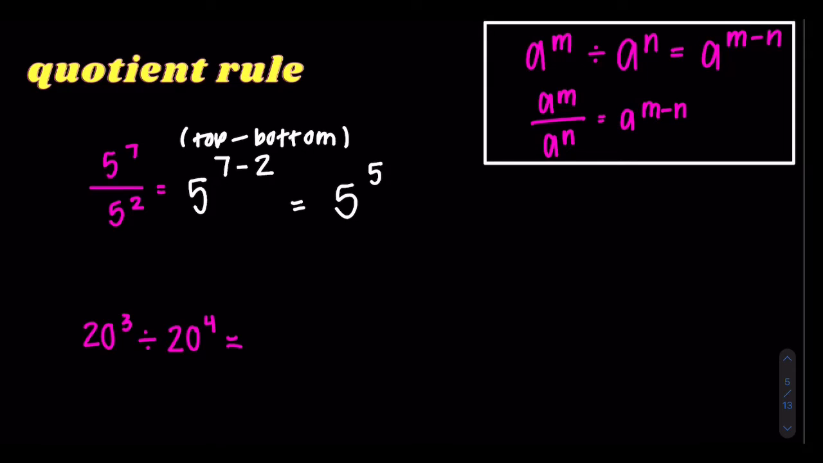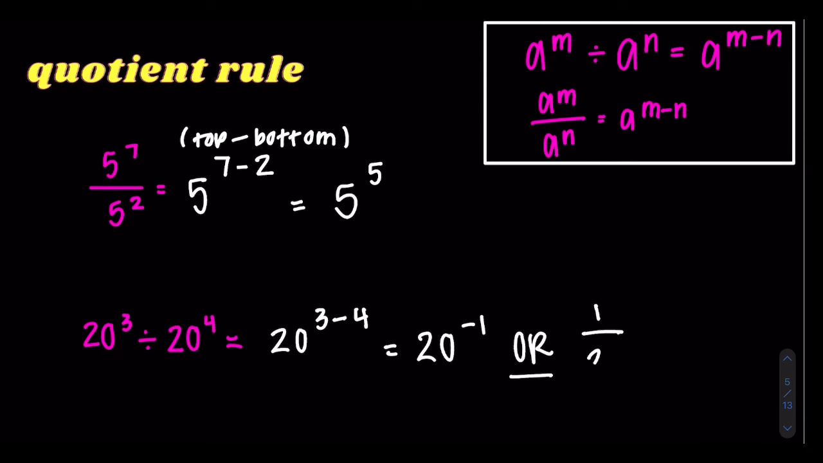For our second example, we have base 20, and we have to read from left to right when we're using our exponents. So it would be 3 minus 4. We can then simplify this to 20 to the negative 1 power. There's another way to write this. If you remember our negative exponent rule, we can write this as 1 over 20 to the 1st power.